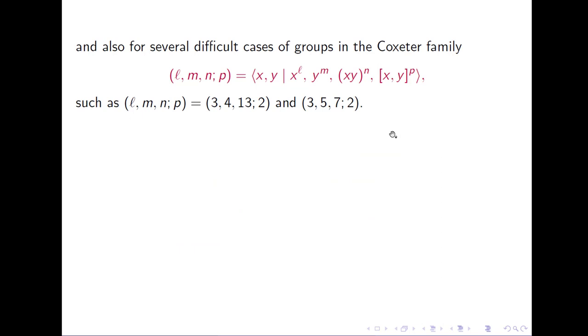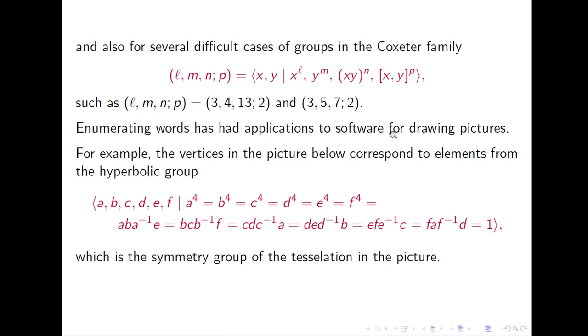Some other examples were some of these Coxeter families where you've got powers of generators and commutators. There were a couple of hard cases of that. I mentioned one of those earlier, the 2, 3, 13, 4. Enumerating words has an interesting application to drawing pictures, because just being able to easily enumerate a unique word for each group element is convenient. The way software for drawing pictures works, it takes every word and plots a point. So this is the symmetry group. See, it's 6 generators of order 4, and a lot of the generators are conjugate under other generators, and that was the picture in question.